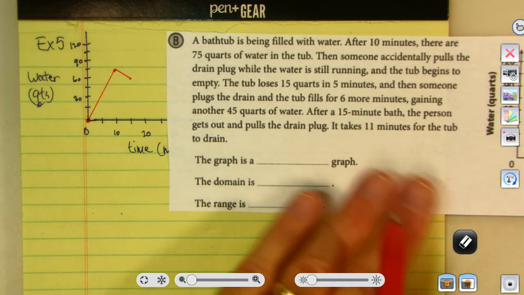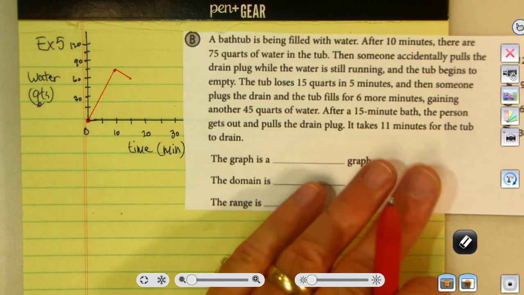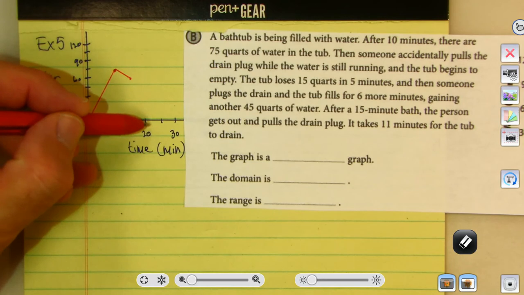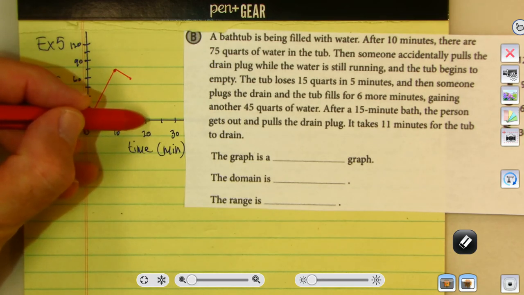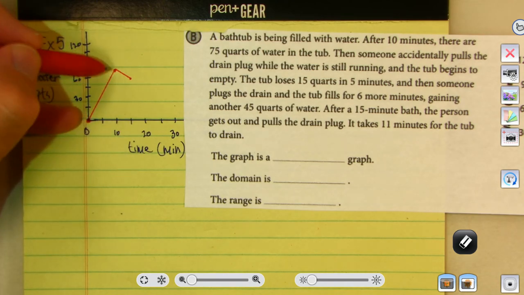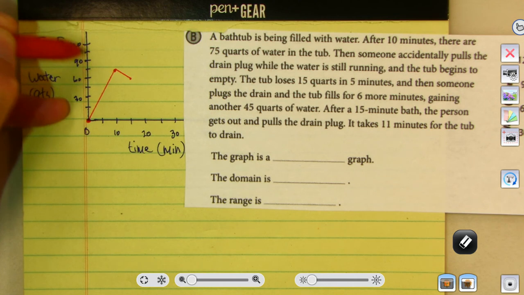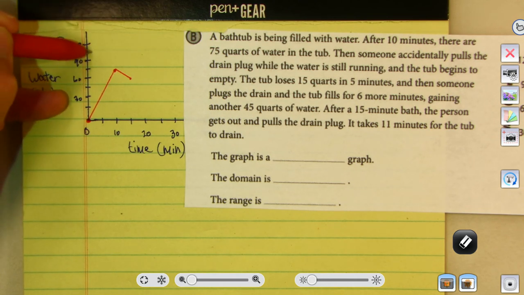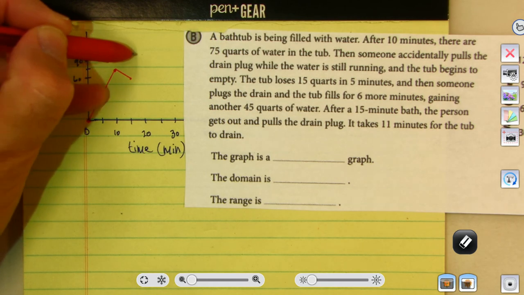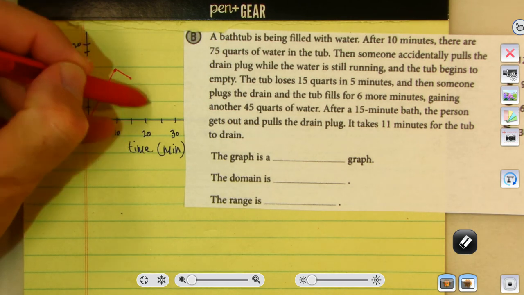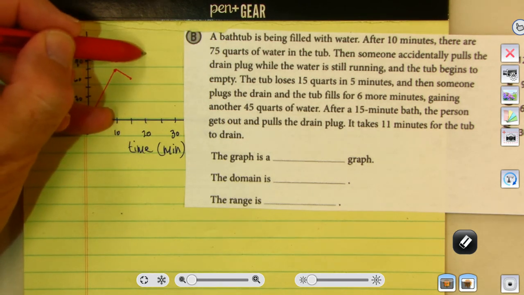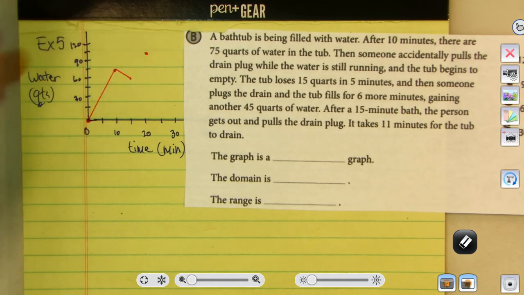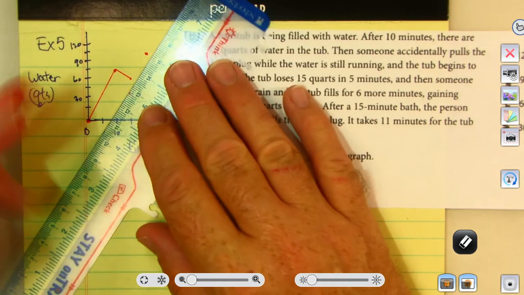And then someone plugs the drain, and for the next 6 minutes, so up to 21, which I'll approximate to be right about here, it gains another 45 quarts. So 60 plus 45 is 105. I've got 90 here; 105 should be this tick mark here. So we're going 21 to 105, right about there. Remember, I'm just sketching a graph, so my graph may not be absolutely perfect.